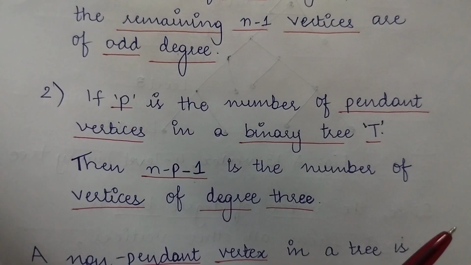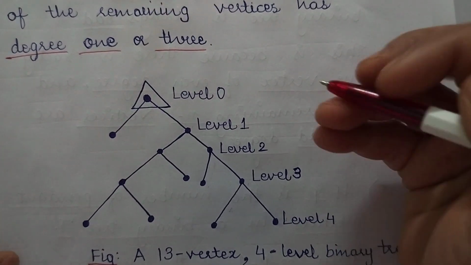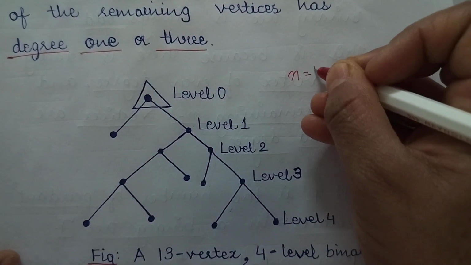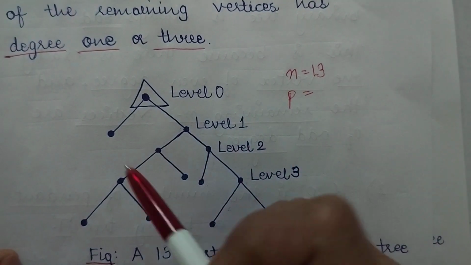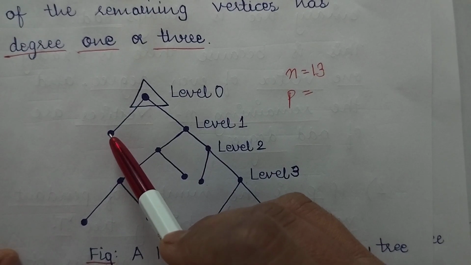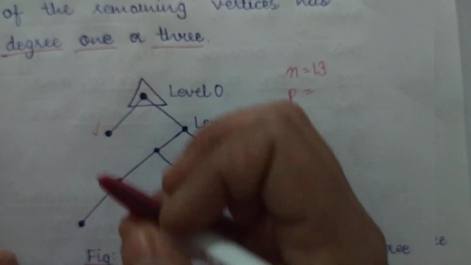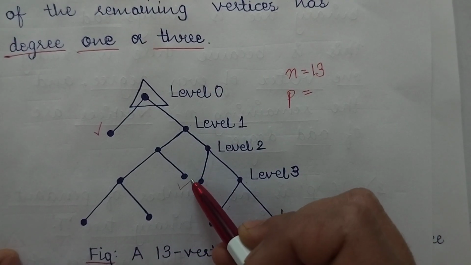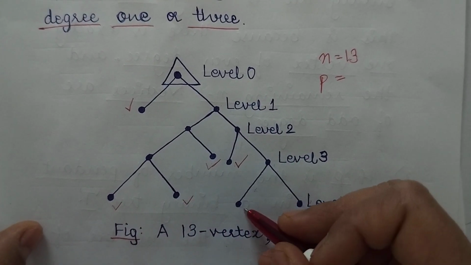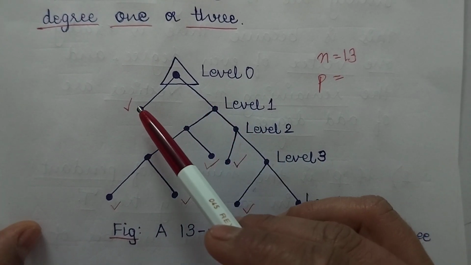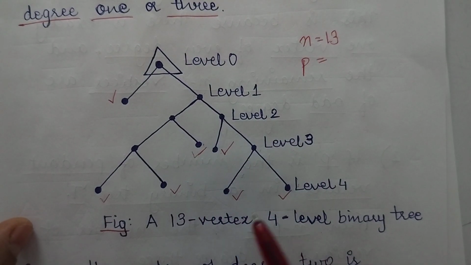So here we can look through this example also. Here, n, the total number of vertices, is 13. Then the number of pendant vertices, you can see here. What are pendant vertices? Those which have degree 1. This is a pendant vertex, so one pendant vertex I have. Then this is a second pendant vertex, third, fourth, fifth, sixth and seventh. So there are in total 1, 2, 3, 4, 5, 6, 7.